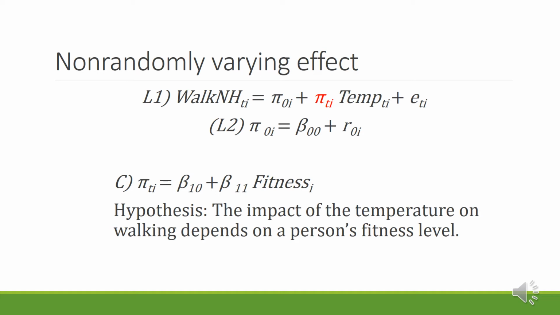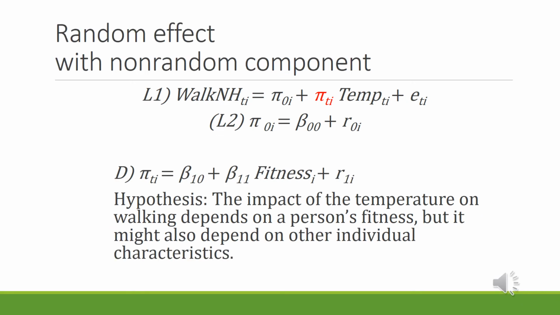This scenario here is the non-randomly varying effect, and as the additional research question indicated, we would be hypothesizing that fitness level is the moderator of the effect of temperature on walking. And in this case, we hypothesize that this is the only predictor that moderates this relationship. So we can put anything into the fitness level of a person, and there would be nothing beyond that that would have any impact on how the high temperature impacts walking in the neighborhood.